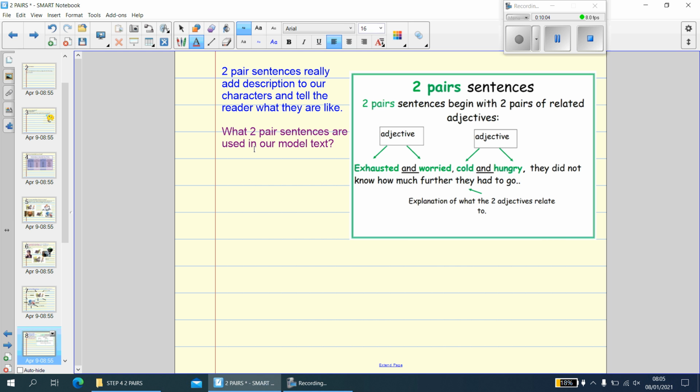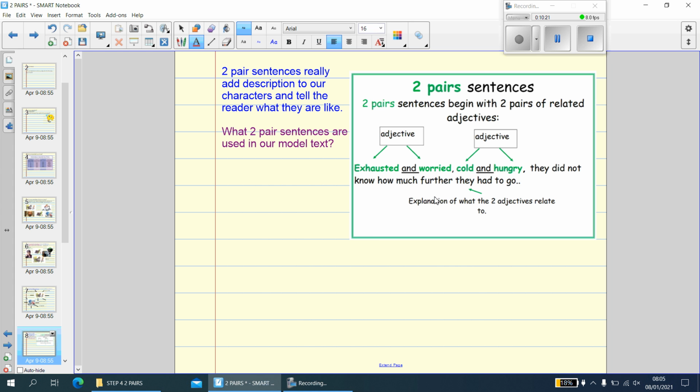Some two pair sentences that are in our model text would be, and I think I've already said this one, mean and grumpy, selfish and wicked, she was always bossing him around. Okay, so you could already see the extra information we've got about Grandma. We already know more about what Grandma is like.